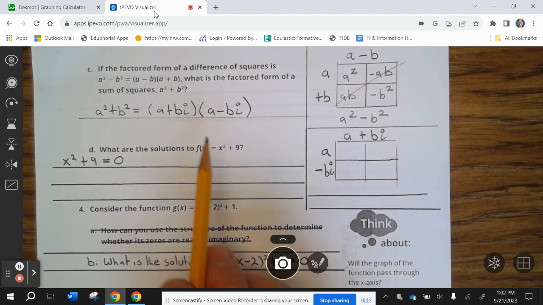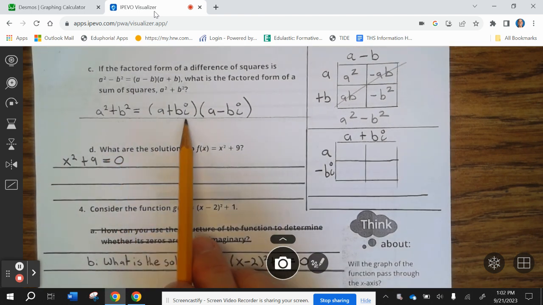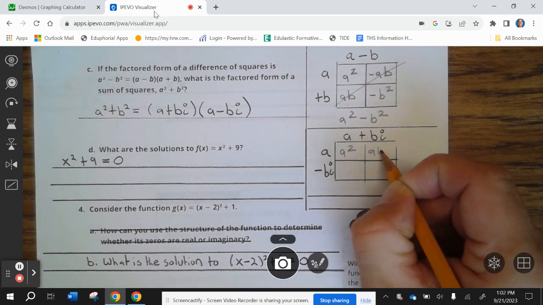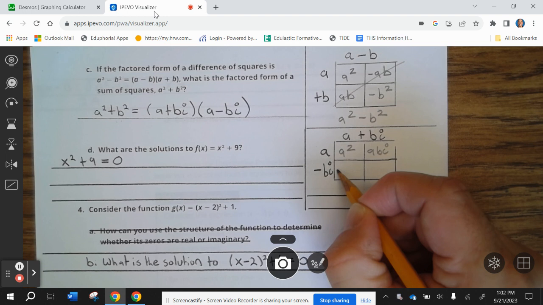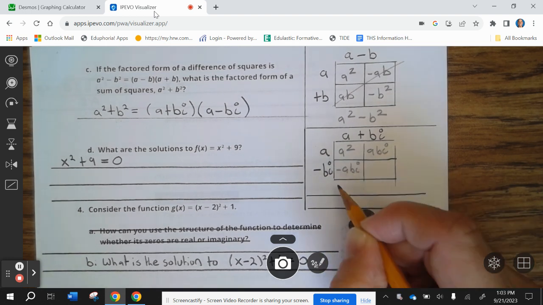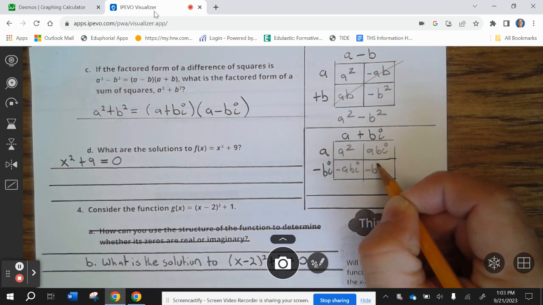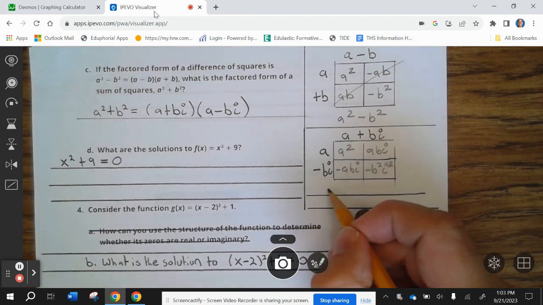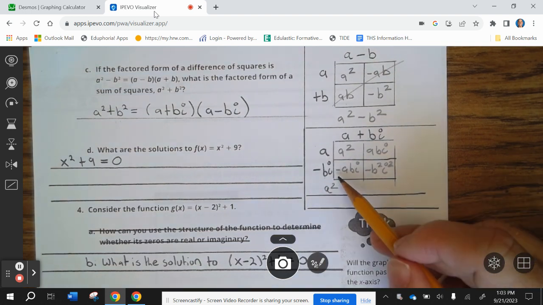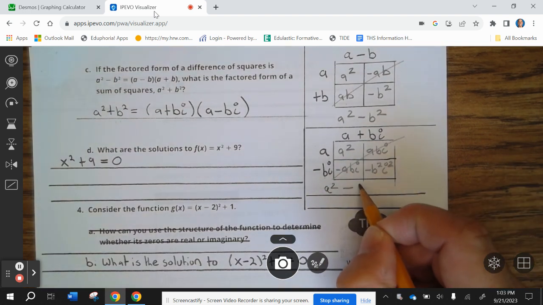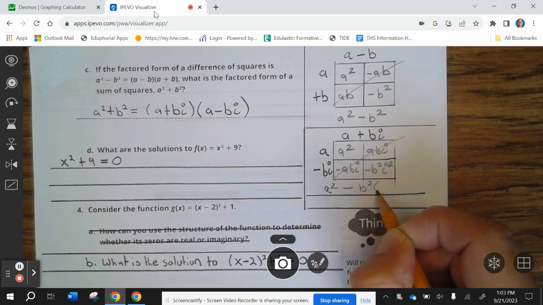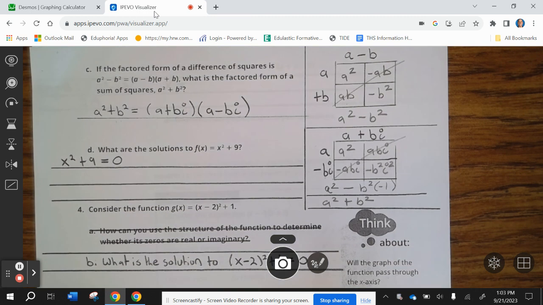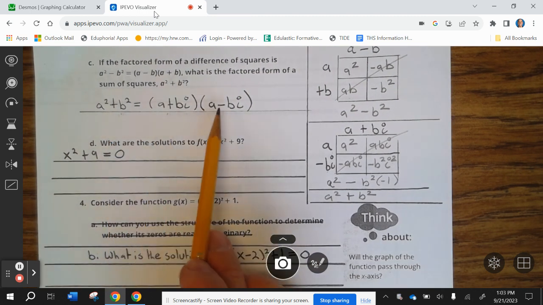Okay. Now let's find out why a squared plus b squared is equal to this. So a times a is a squared. a times bi is abi. Negative bi times a is negative abi. Negative bi times bi is negative b squared times i squared. So you have a squared. This cancels. You're left with minus b squared, but times i squared is negative 1. So you're left with a squared plus b squared. So this is why a squared plus b squared equals a plus bi times a minus bi.